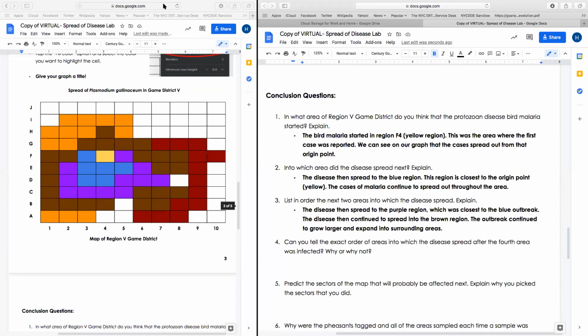So we see that it started out in that yellow region. Then it spread into blue. Then it continued to spread into purple. And then continued to spread even farther into the brown region. And then what do you think happened next? Number four says, can you tell the exact order of areas into which the disease spread after that fourth area? Why or why not? So can we tell if the red or the orange area was infected next? Which one came first? Do we know?